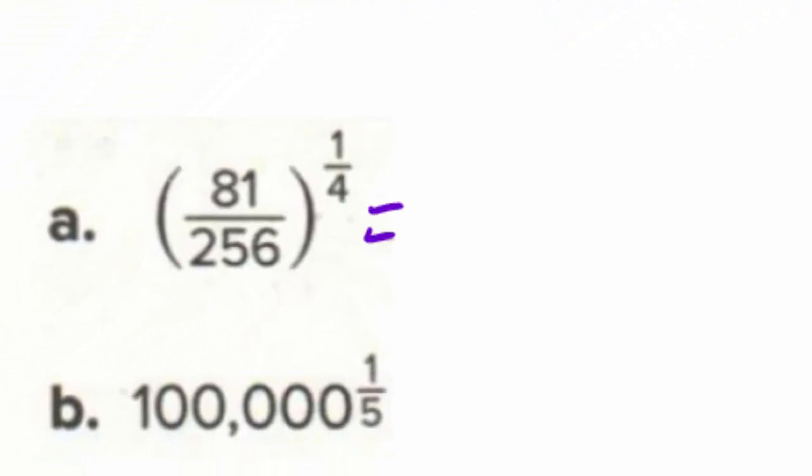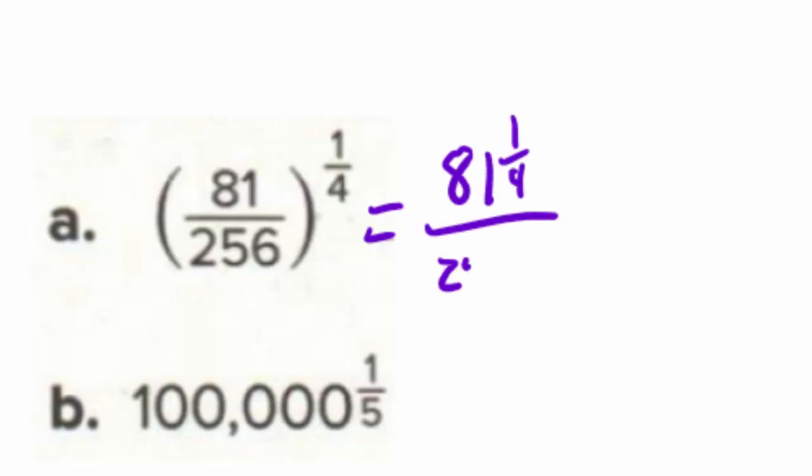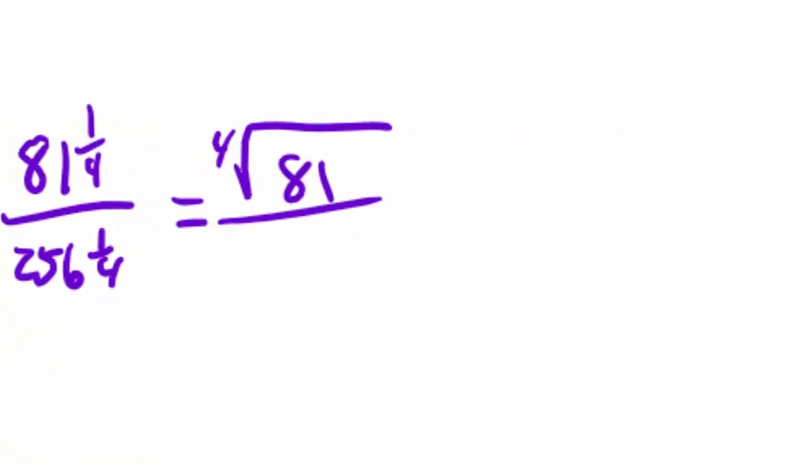Part A here, or letter A, we have a 1/4 power outside on a fraction. So this is the power of a quotient. And remember that rule there is to distribute the power. So I can write that as 81 to the 1/4 power over 256 to the 1/4 power, which means I have a 4th root of 81 in the numerator and a 4th root of 256 in the denominator.